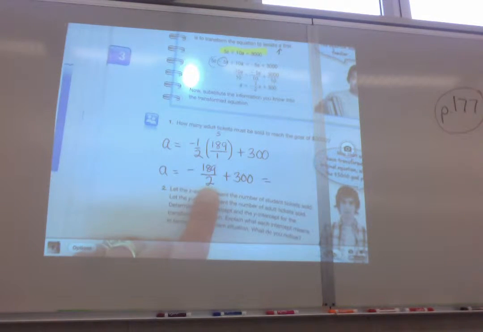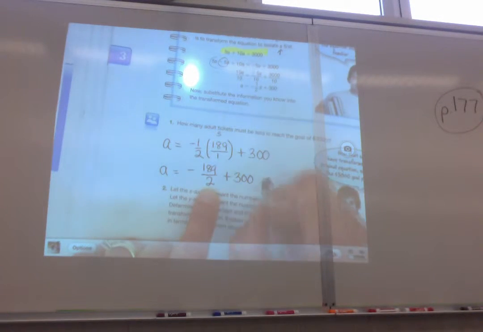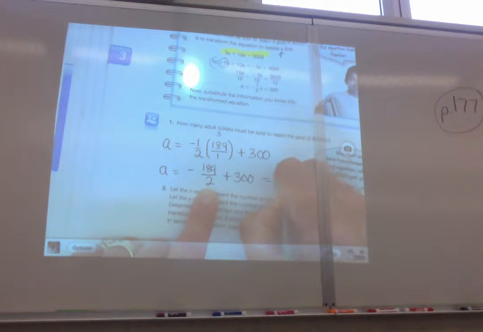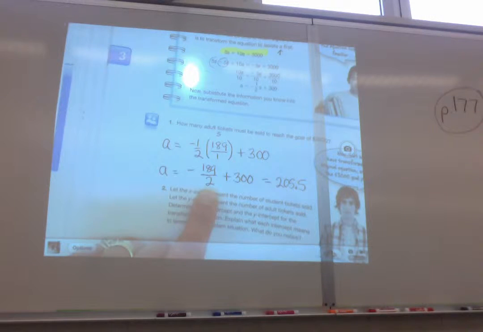105.5. Okay, I'm hearing two tables that agree. 205.5. Now, wait a minute. That is the adults, and that's the math of it. Can you sell a ticket to half of an adult?